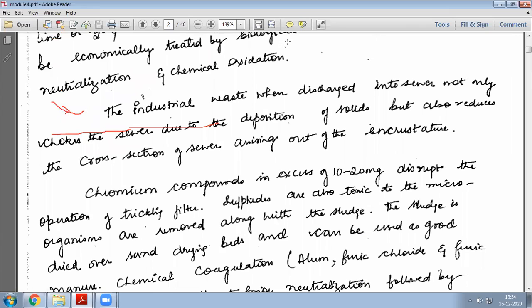So what else? That is industrial water. What happens to the rivers? Now, one more concept you have.